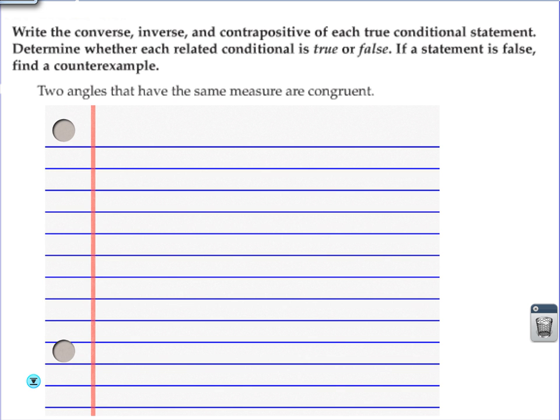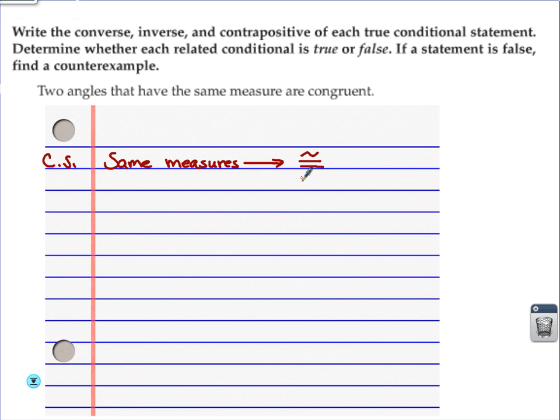Write the converse, inverse, and contrapositive of each conditional statement. My conditional statement says two angles that have the same measure are congruent. Is that true? Yes. Two angles that have the same measure are congruent. I'm going to write it like this just so I don't have to put the whole thing. Same measures implies congruent, there's your symbol for congruent, an equal sign with a tilde over it. Your conditional statement: if two angles have the same measures, that implies that they are congruent. If, that's your hypothesis, then that's your conclusion.